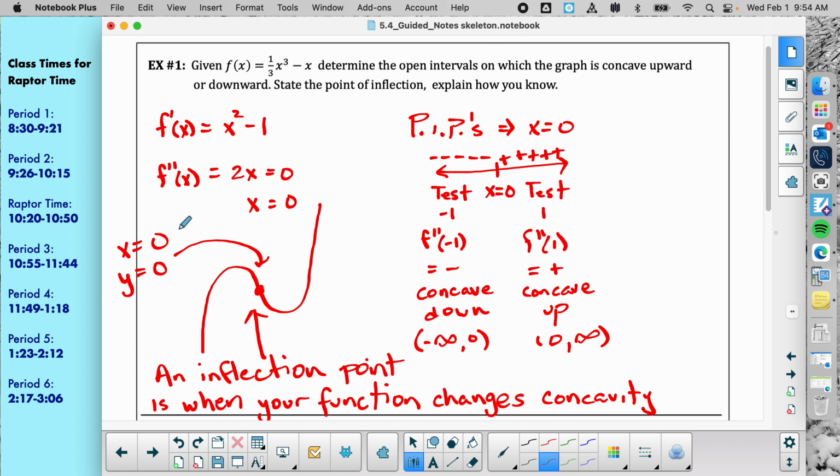I will tell you that sometimes I will accidentally call these flex points instead of inflection points, because every single teacher I had called them flex points until I graduated and became a teacher and then saw that they're actually called inflection points. And AP always calls them inflection points. So I sometimes just out of habit will call them flex points. Just know that that's the same thing.